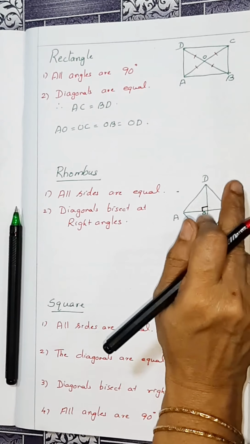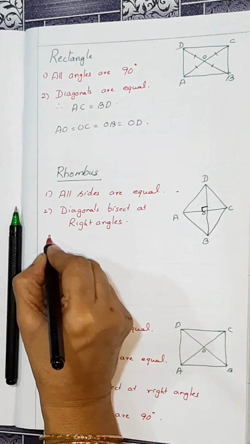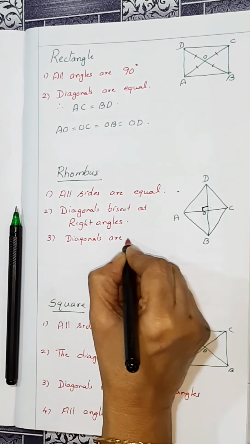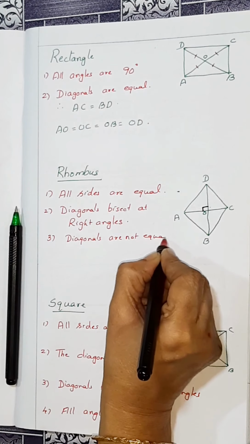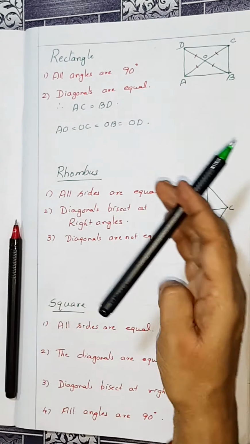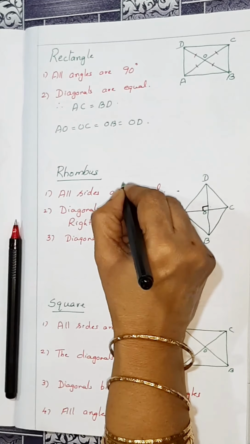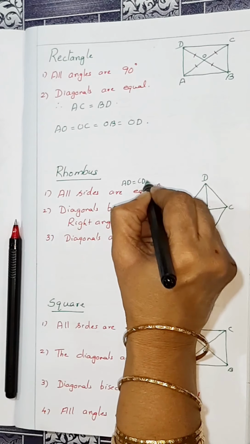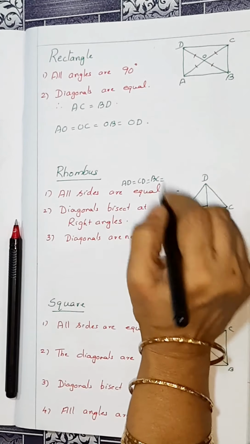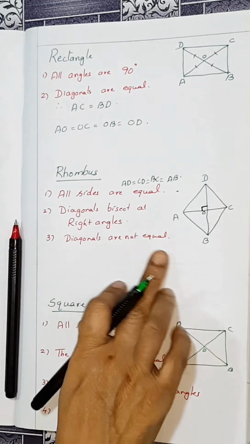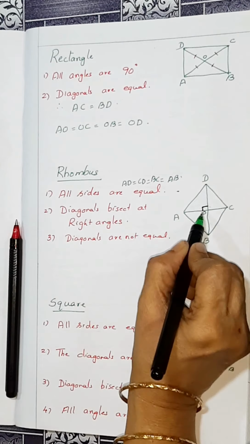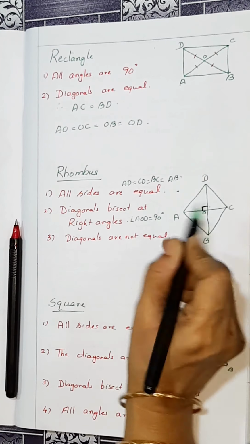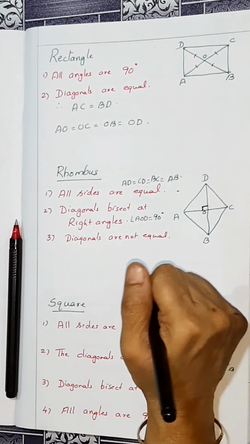The diagonals are not equal here. So, all sides are equal means AD equal to CD is equal to BC is equal to AB. So, here angle AOD is equal to 90 degrees. So, automatically all the other angles also will become 90.